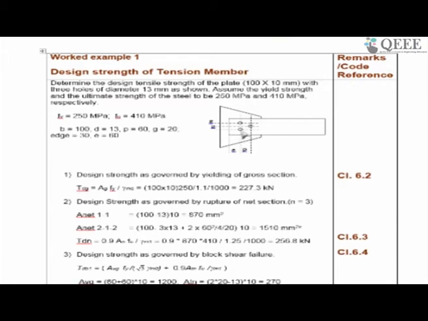By the way, if I am pulling this plate, then this perpendicular distance is called the edge distance, and this parallel distance is called the end distance. Here we are not concerned with edge distance right now. So design strength as governed by yielding of cross section, clause 6.2: Ag Fy by gamma m0, total area into Fy by gamma m0. This 1000 is for converting Newton to kilonewton. So I get 227.3 kilonewton. Design strength as governed by rupture of net section.